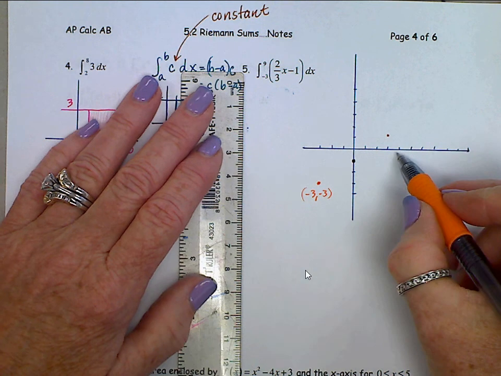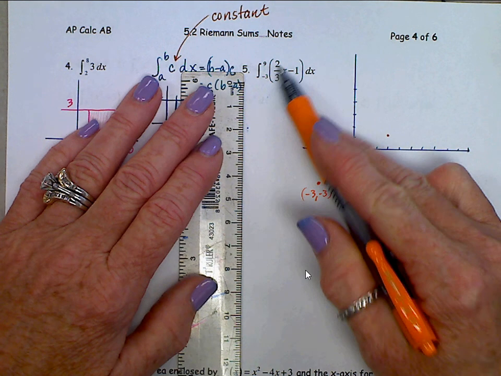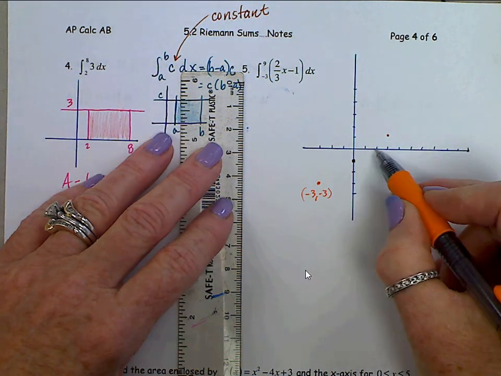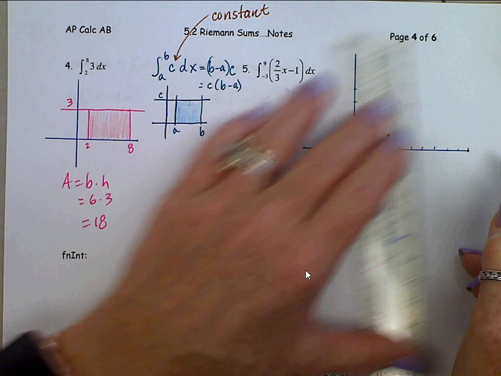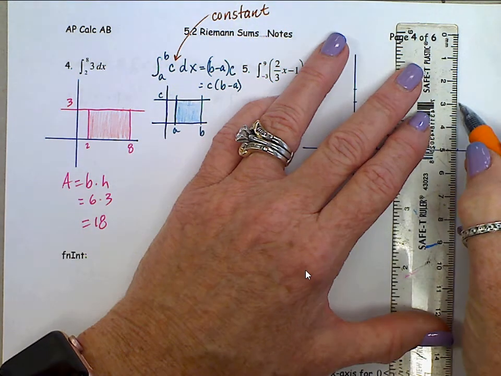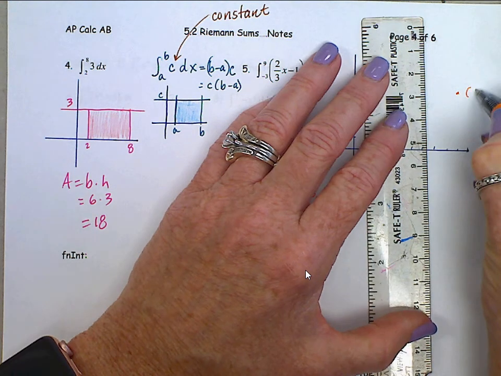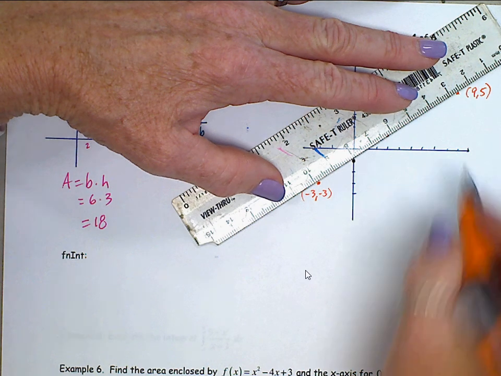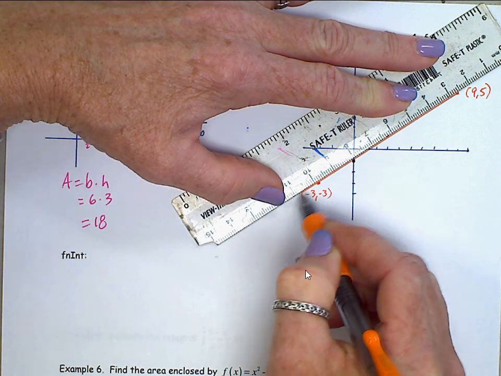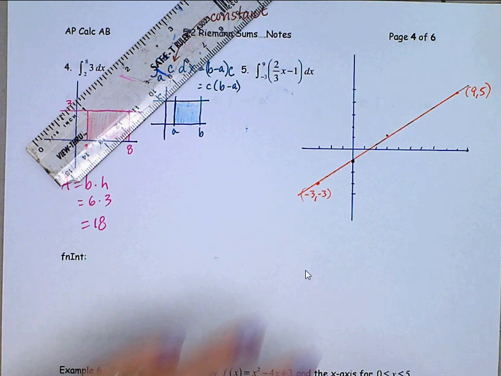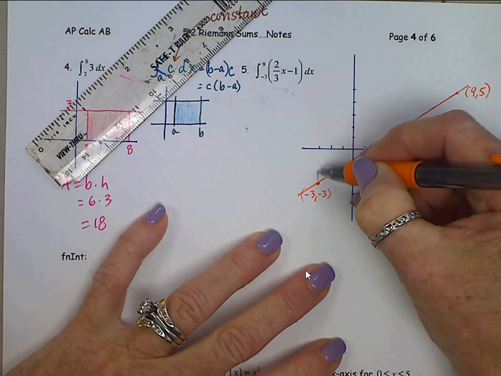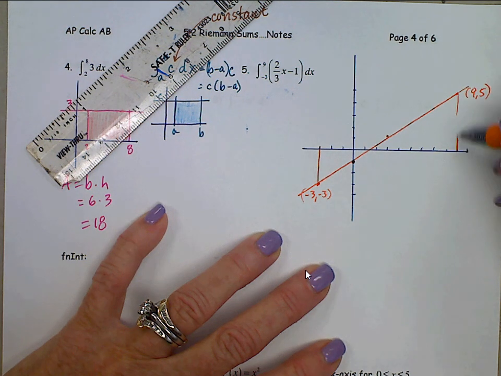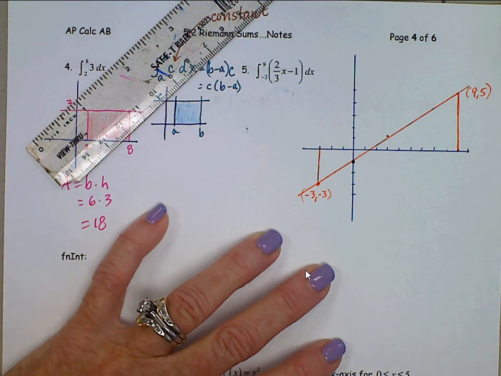And then when x is 9, 2/3 of 9 is 6, 6 minus 1 is 5. So all the way out here at 9, the point (9, 5) is right there. Sketching this in, there's that line, and again finding area between -3 and 9 and the x-axis. We are looking at this.